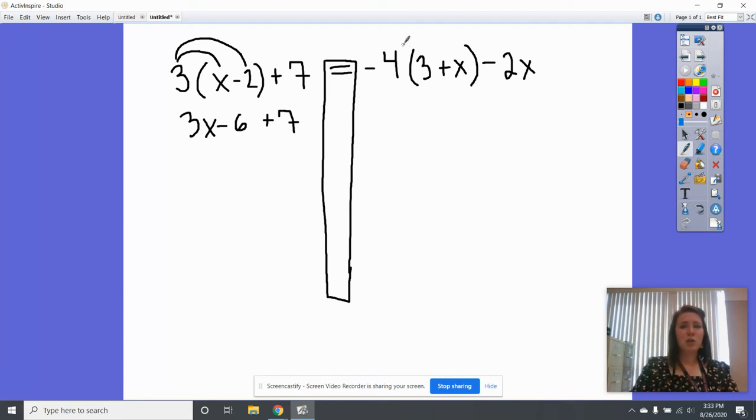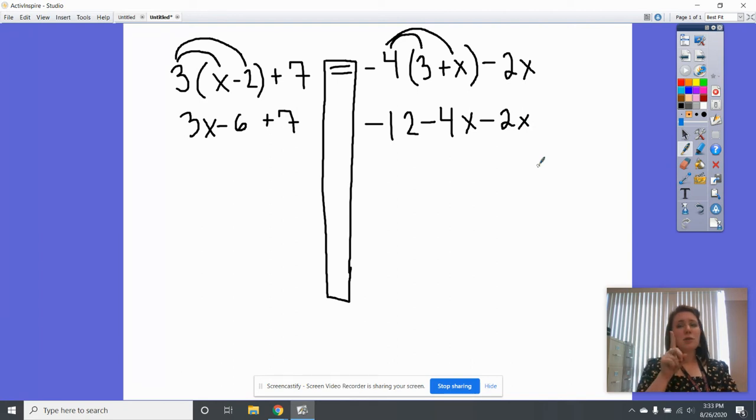So first thing I'm going to do is distribute. Negative 4 times 3 is negative 12. Then negative 4 times x is negative 4x. I do not do negative 4 times negative 2x because the 2x is not in the parentheses. So I just leave this minus 2x alone. That was my first step, to distribute.